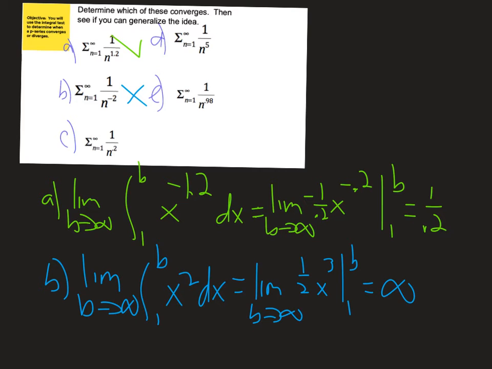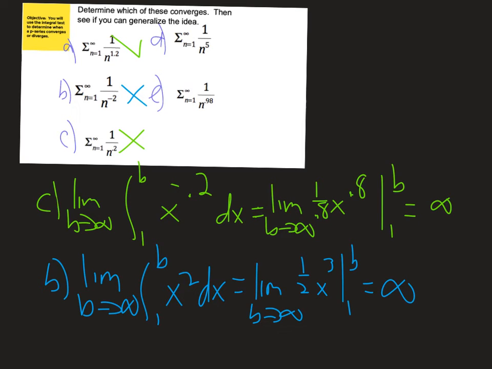For part C, it is to the negative 0.2, so that's going to change this. So for part C, do it to the 0.2, so that's going to be the 0.8, 1 over 0.8. I know I can rewrite that. That's going to be b to the 0.8. That's going to keep growing, so that's going to go to infinity, so that's going to diverge.